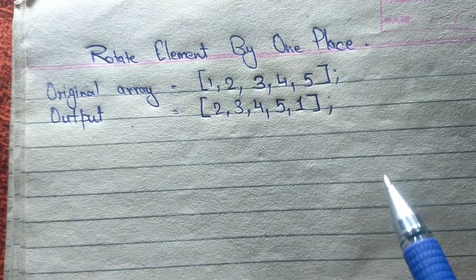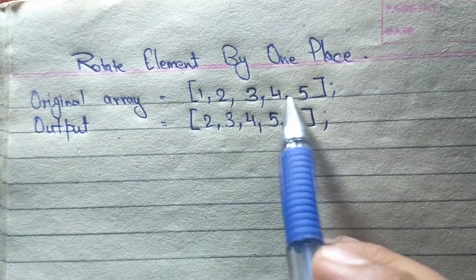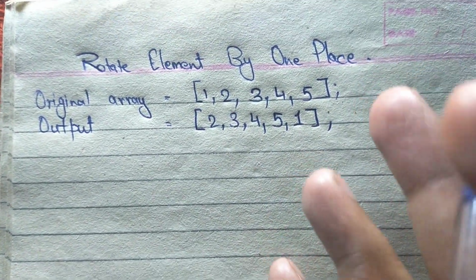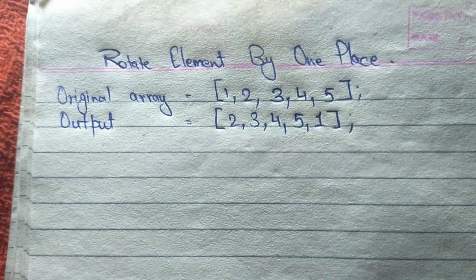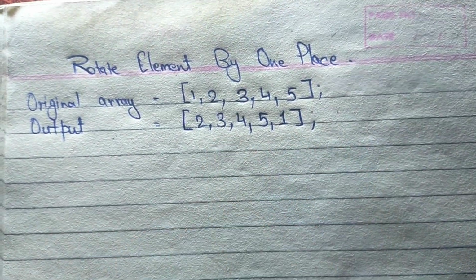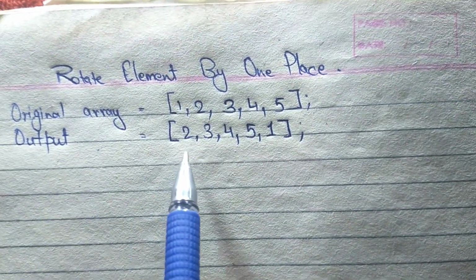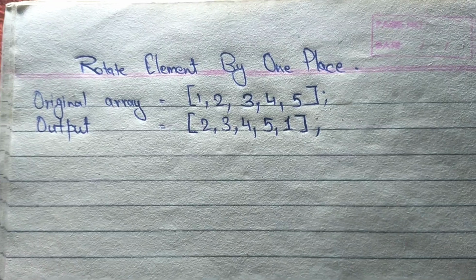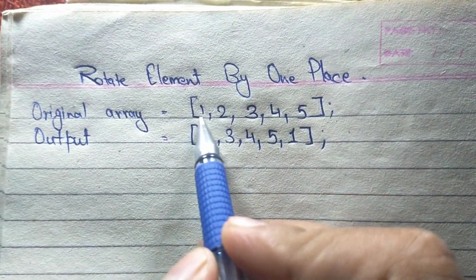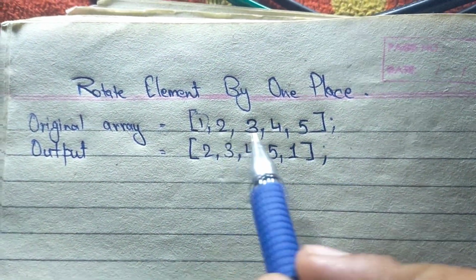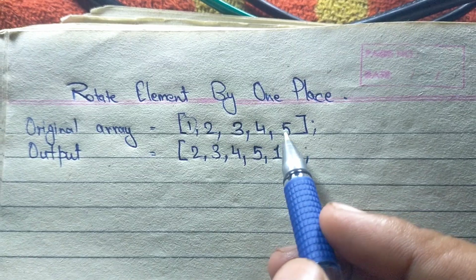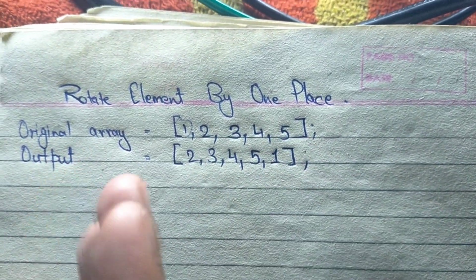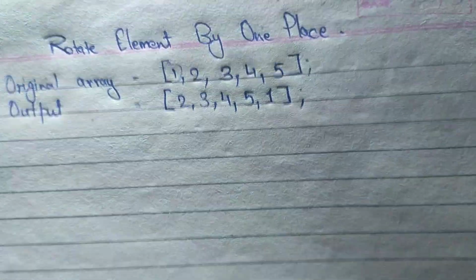So how can we do this? First of all, we have this original array, 1 2 3 4 5, which has 5 elements, and the given output should be this. We are only rotating this first element to the last, and all the other elements move to the front. Okay, how can we do this?